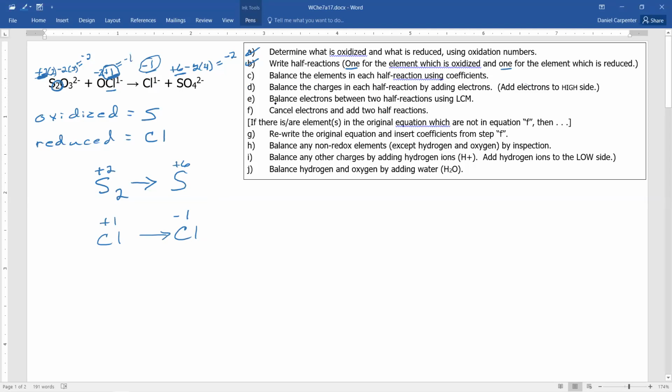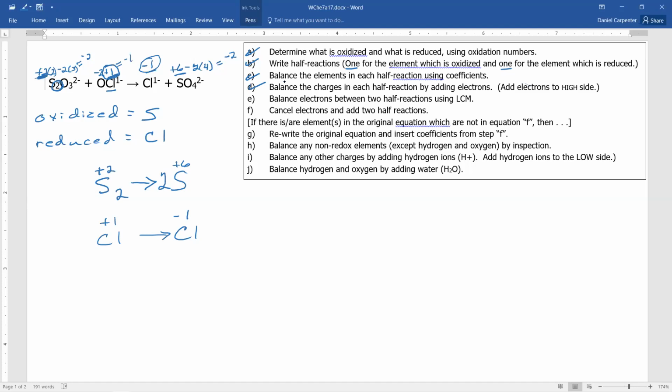Now we have balance, balance, balance. So balance the elements with coefficients for step C. Here we have 2 S's on the left, subscript 2, subscript 1. So we'll need to add a coefficient of 2 so that we've got 2 S's on both sides. Now the other half reaction, 1 Cl and 1 Cl, that one's already good.